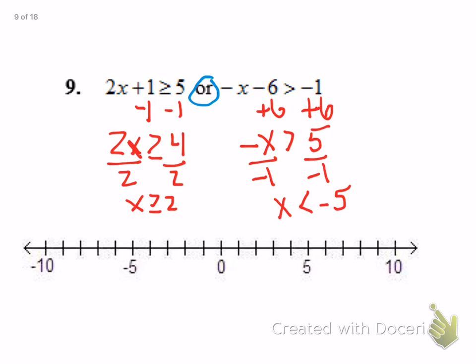Starting with the one on the left, x greater than or equal to 2. That's a closed circle at 2. Shade it to the right. An open circle at -5. Shade it to the left.